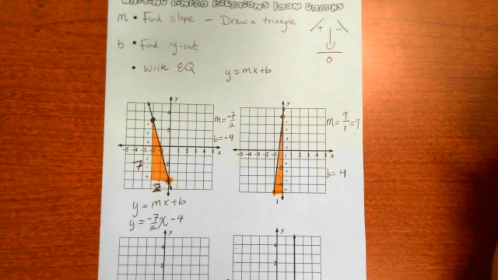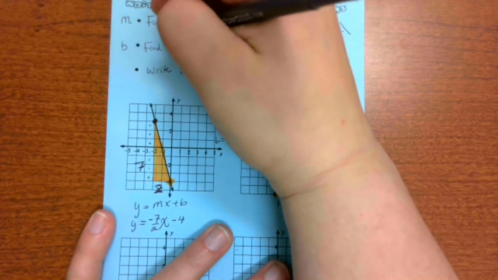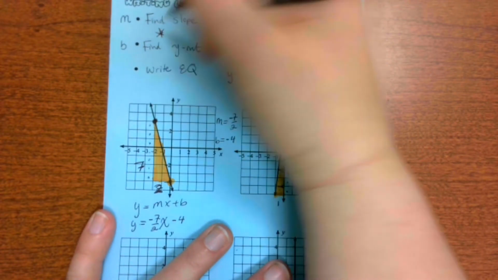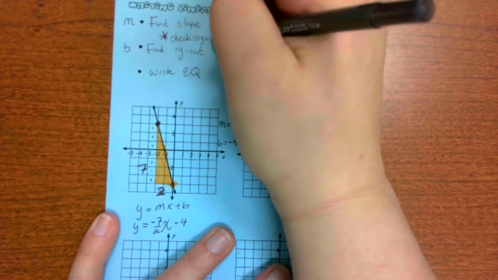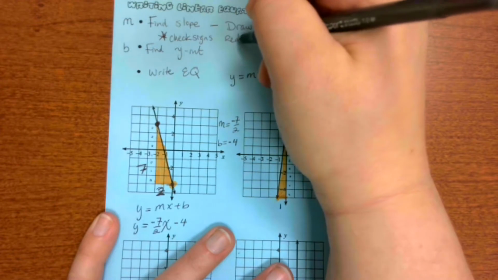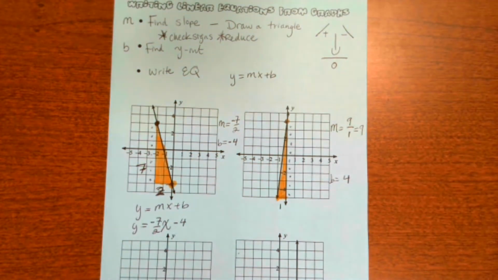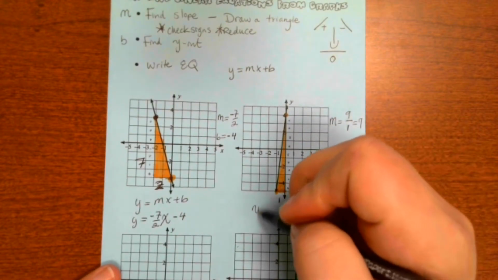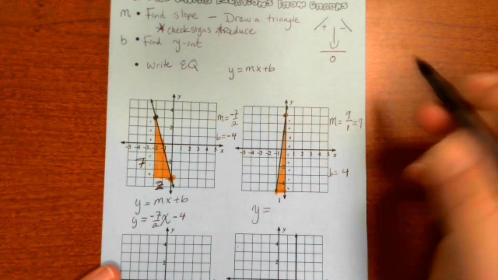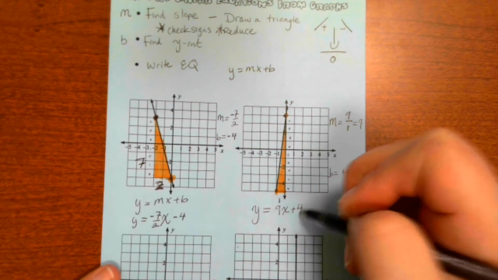Make sure you reduce your slope. So I'm going to make a little note here. You're going to need to remember to check your signs and reduce. These two right here are the most common mistakes I see students make. So now I can write my equation. Y equals, it's a +9, don't forget the x, plus 4.